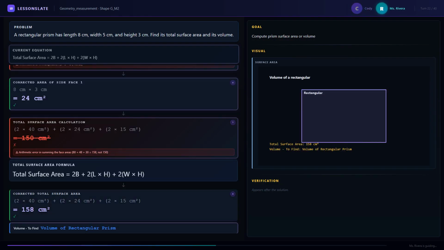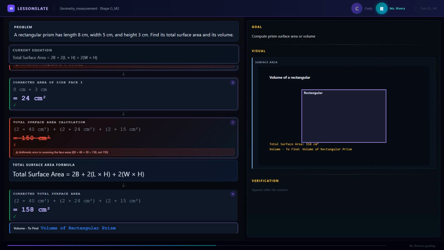Excellent work, Cody. You've correctly added everything up this time. 80 square centimeters for the bases, plus 48 square centimeters for the 2 longer sides, and 30 square centimeters for the 2 shorter sides, all sums up to 158 square centimeters. So the total surface area of the rectangular prism is indeed 158 square centimeters. Great job working through all those faces.